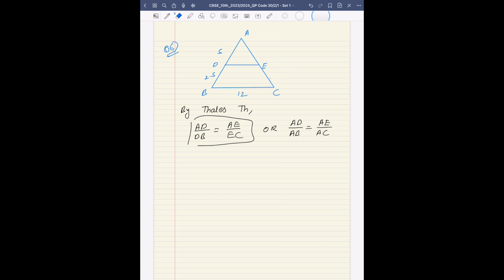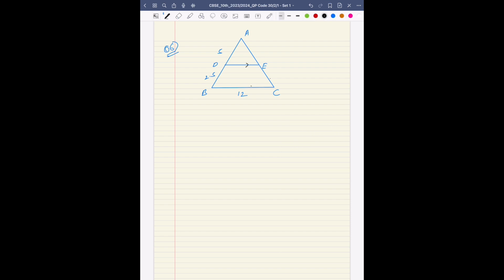Why are we using Thales theorem? Because the ratio will be equal, but we don't know whether the value is the same or not. Okay, there's one more way. Let's do it this way. This is parallel lines, right? If this is parallel lines, these become your transversal. Lines and angles chapter. I think it was in 9th standard.